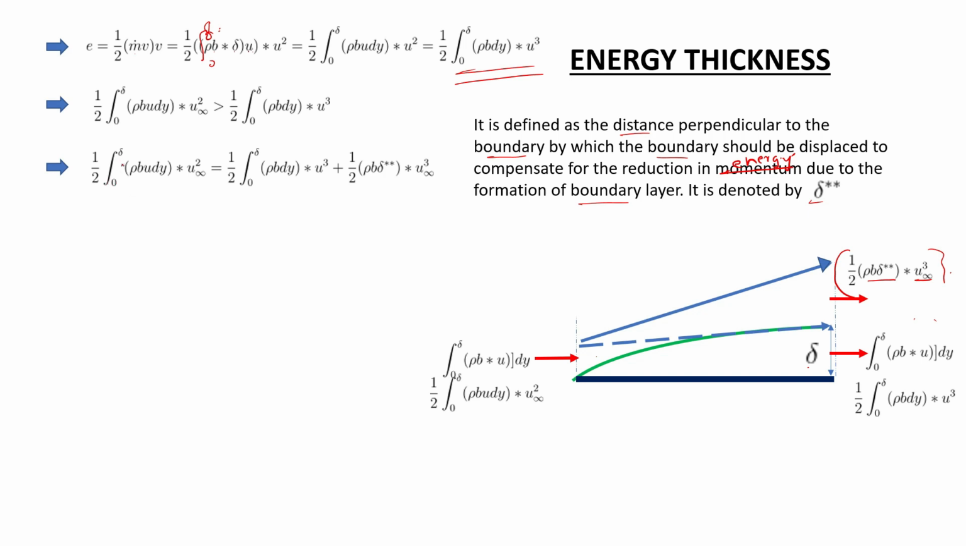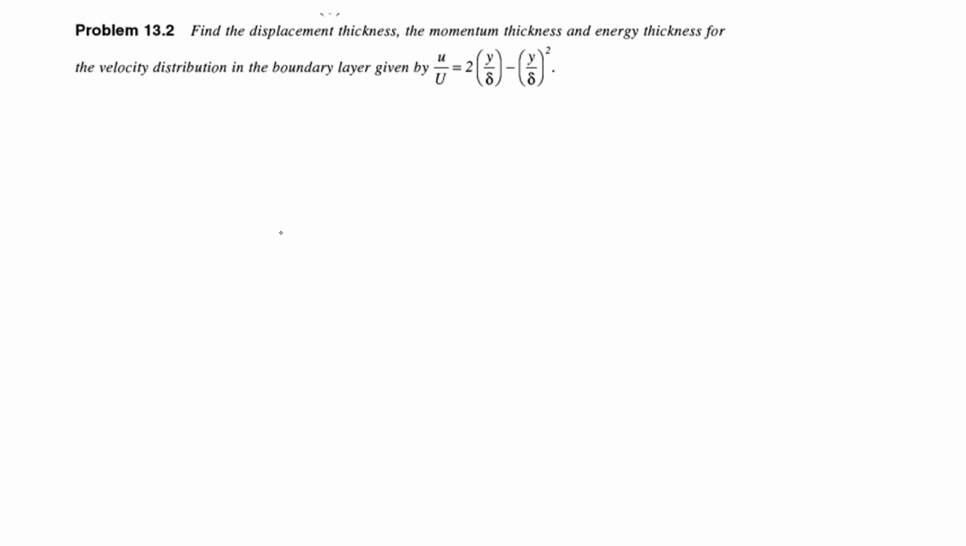So you can write that here. Half into integral 0 to delta rho b u dy into u infinity cube is equal to half into integral 0 to delta rho b dy into u cube plus half into rho b delta star star into u infinity cube. On solving this, taking this to the left side and solving, you will get delta star star is equal to integral of u by u infinity into 1 minus u by u infinity the whole square into dy. So this is how we derive energy thickness.